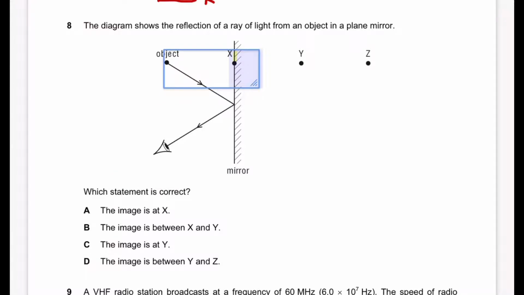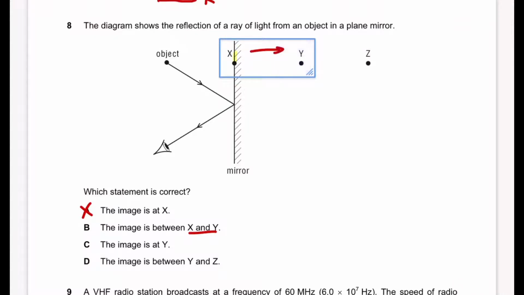Whoops, that was highlighted. Okay. Which is not what happens when we see ourselves in the mirror. Usually we see ourselves behind the mirror surface. A is out. B, image is between X and Y. X and Y meaning somewhere here.